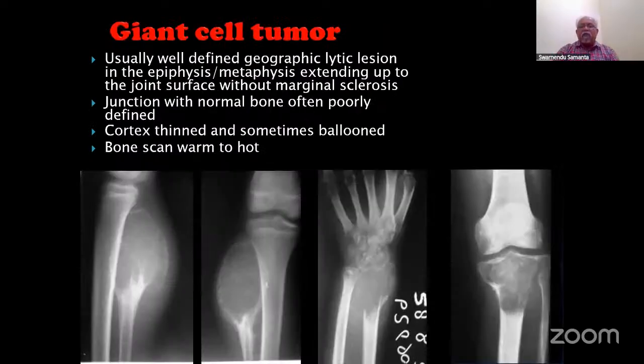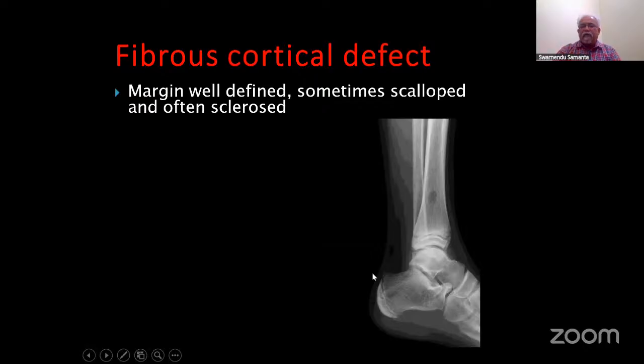So this is the picture of the GCT. I think all my junior colleagues have seen the GCT around the distal radius. You see, this is an expansile lesion, eccentrically located. It is close to the joint, and you can see the classic soap bubble appearance in this sort of picture. Sometimes it can break. There are different types.